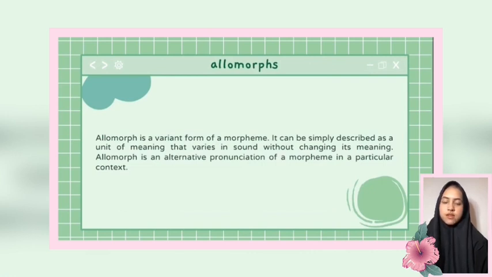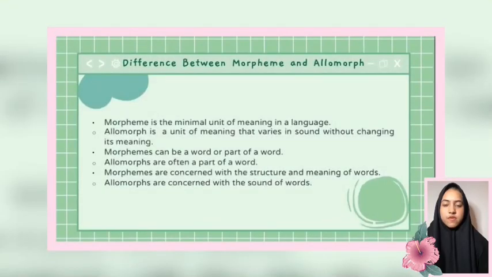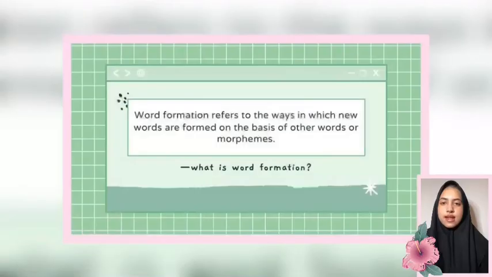Allomorph is an alternative pronunciation of a morpheme in a particular context. There are some differences between morpheme and allomorph. The first one is morpheme is the minimal unit of meaning in a language, while allomorph is a unit of meaning that varies in sound without changing its meaning. The second one is morpheme can be a word or part of a word, while allomorphs are often a part of a word. And last, morphemes are concerned with the structure and meaning of words, while allomorphs are concerned with the sound of words.